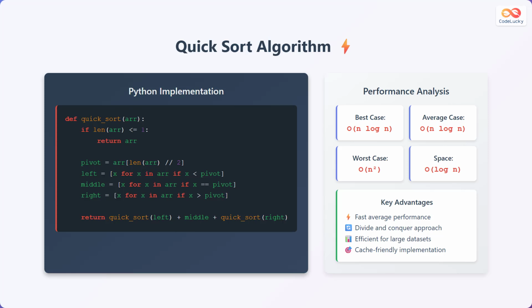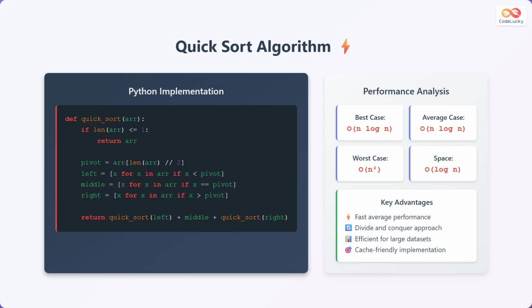Quicksort is a highly efficient divide and conquer sorting algorithm. It works by selecting a pivot element and partitioning the array around it. Elements smaller than the pivot go to the left, larger elements go to the right. The algorithm then recursively sorts the left and right subarrays. The implementation begins with a base case. If the array length is 1 or less, return it unchanged.